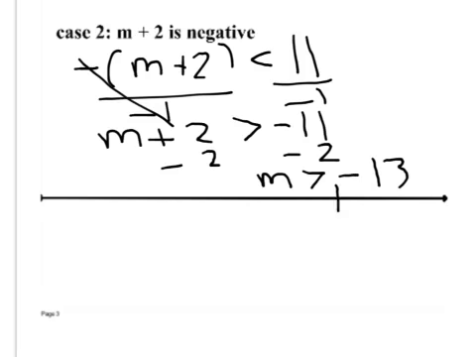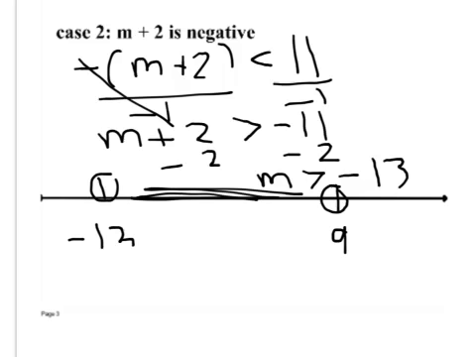So we graph m is less than 9 and m is greater than negative 13. m is anywhere between here. So if m is between these numbers, it becomes true. Any questions?